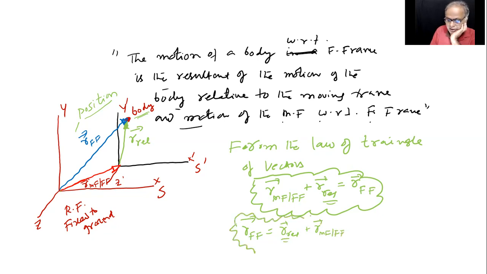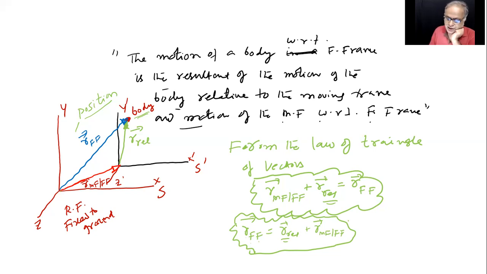Why am I saying rhyming? Basically, we are interested in position of the body, not in the position of the moving frame. So position of the body in the fixed frame is equal to position of the body relative to the moving frame plus position of moving frame with respect to fixed frame. So this is word play, if you really understand. See, it is there. Mathematics is there for you to see, right?